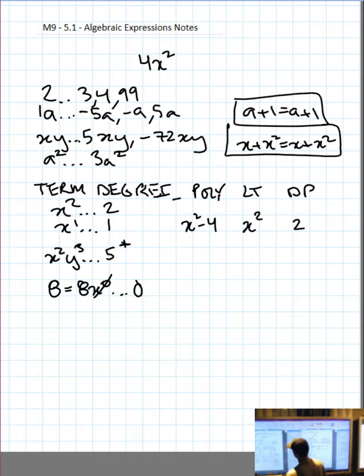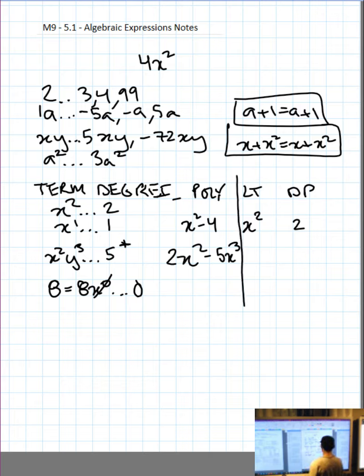Look at the next one in the example, 2x squared minus 5x cubed. The leading term is negative 5x cubed. The term with the negative in front of the highest degree. And the highest degree between 2 and 3 is 3. So it's the leading term. You could rearrange the order of the terms if you wanted to, like we're going to learn later. And the degree is the exponent of that term.